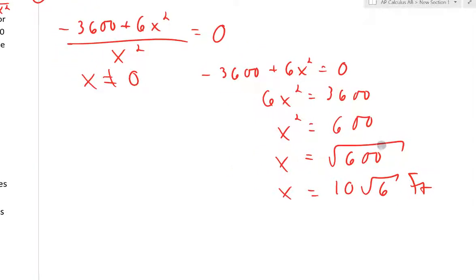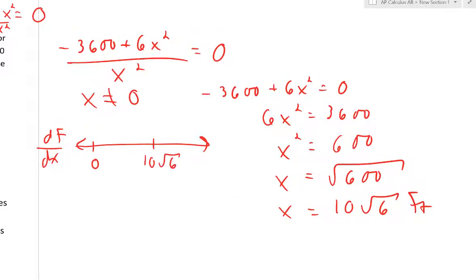Okay, now we're going to make a number line for this df over dx because we want to make sure, remember 0's on there, we want to make sure that this is actually a minimum. So we have 10 root 6 here. I don't know what root 6 is, but I know 10 times root 6 has got to be 20 something, 30 something. Root 4 is 2, that'd be 20 something. Root 9 is 30. So 20 something. Gotta be 25, 24, something like that.